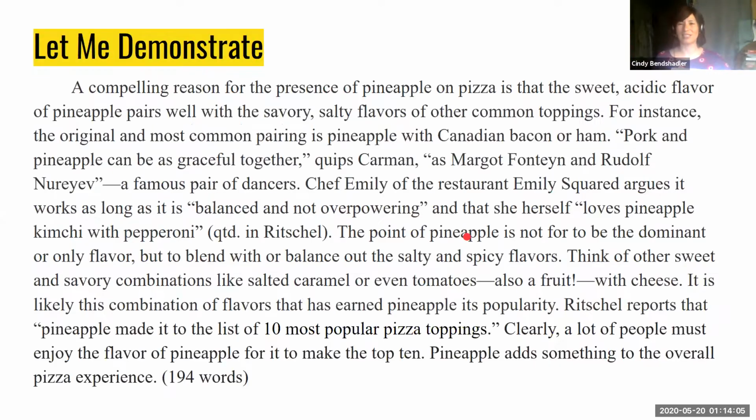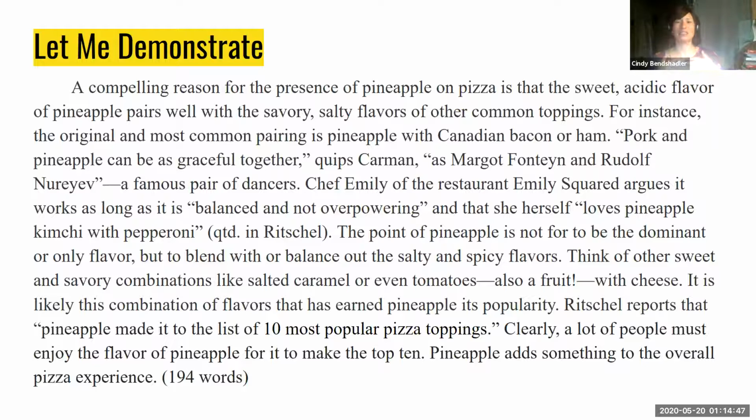Okay, so time to demonstrate. So continuing on our pineapples on pizza idea, my topic sentence, and I'm going to identify all of these, but let me read the whole paragraph to you, and you can please read along as well. A compelling reason for the presence of pineapple on pizza is that the sweet, acidic flavor of pineapple pairs well with the savory, salty flavors of other common toppings. For instance, see, there's a transition in the middle of the paragraph as well, okay? The original and most common pairing is pineapple with Canadian bacon or ham.